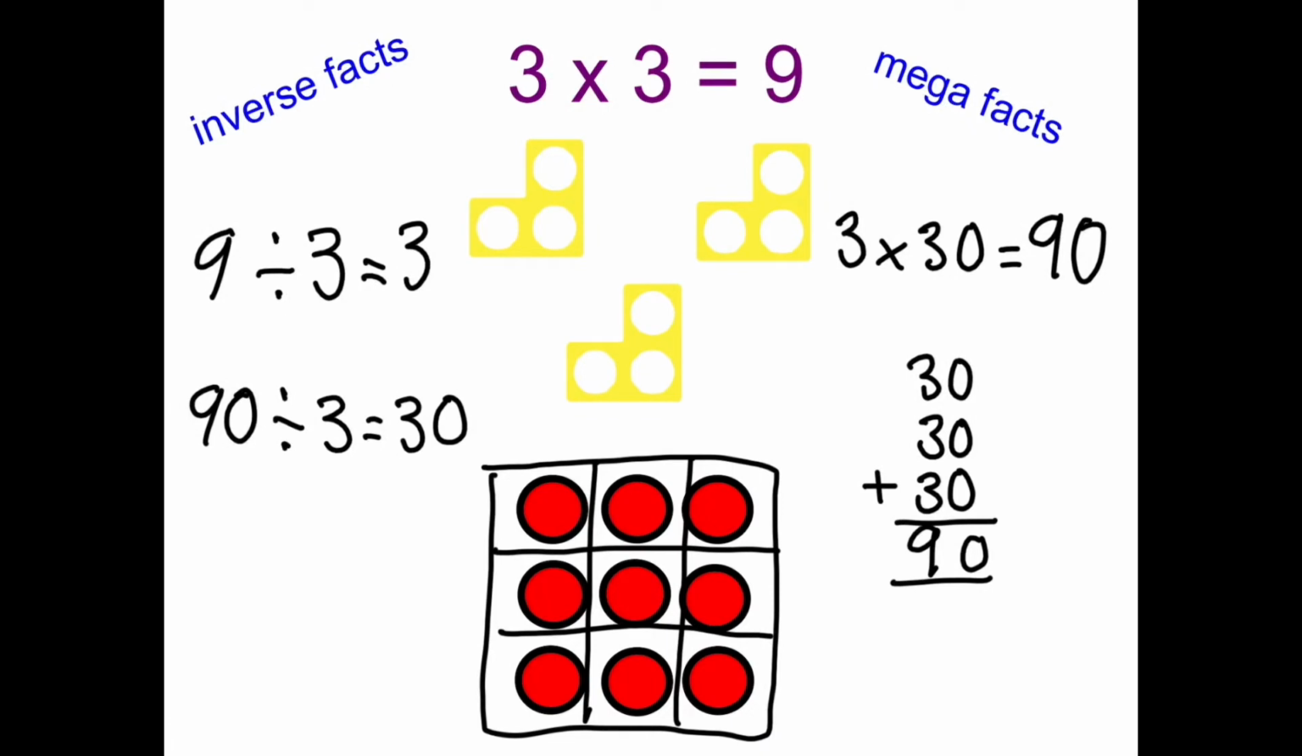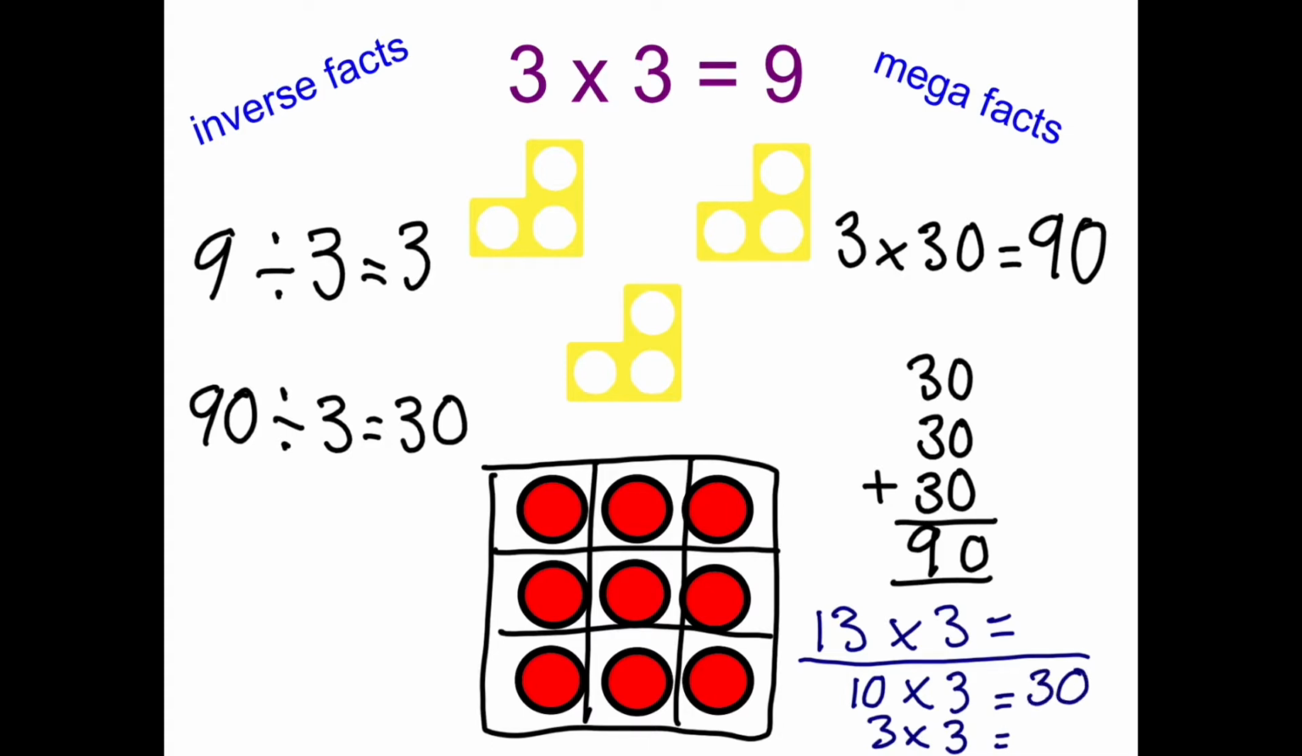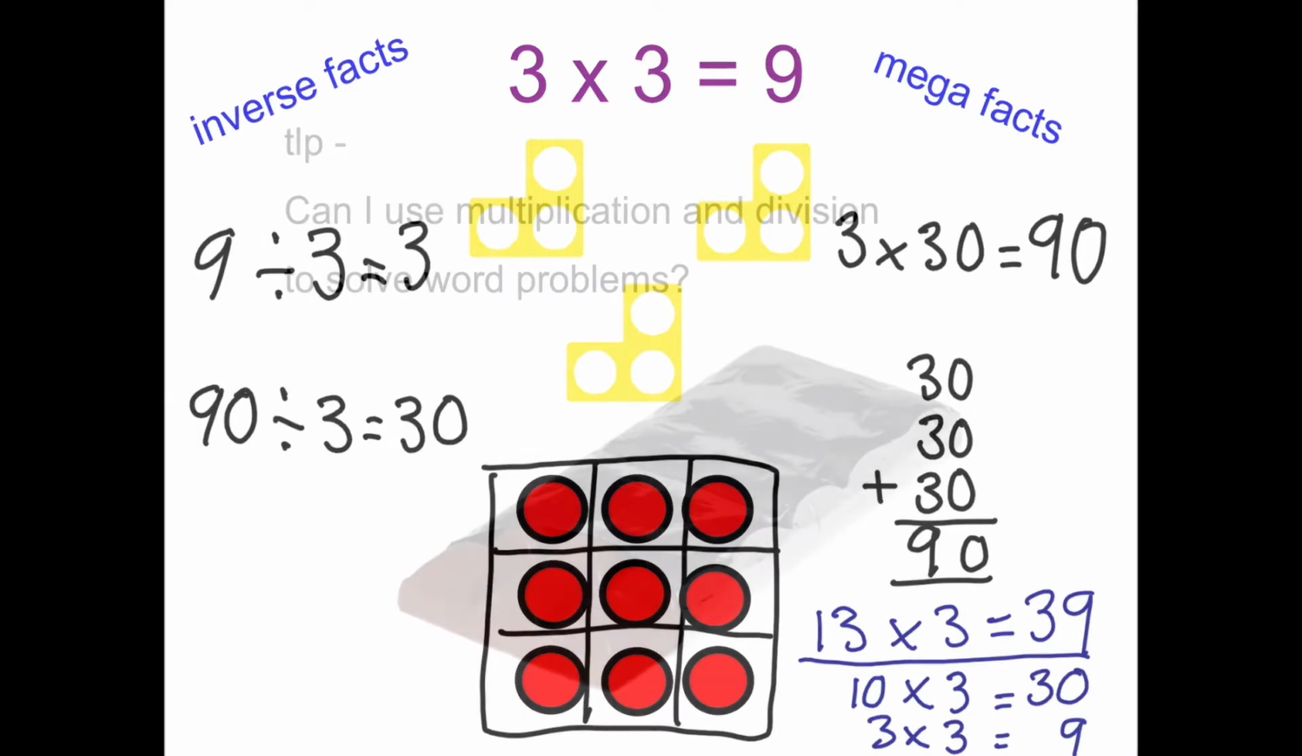Let's try something a bit more challenging and add a 10 on to the first number, 13 times 3. So how could we use our fact of the day to work that out? Now what you have to do is split it into 2 different number sentences. So you're going to have 10 times 3, and then you still got 3 times 3. And then you add the results of those together. So 10 3s are 30, 3 3s are 9. So the answer would be 39. So I want you to write those neatly into your book.